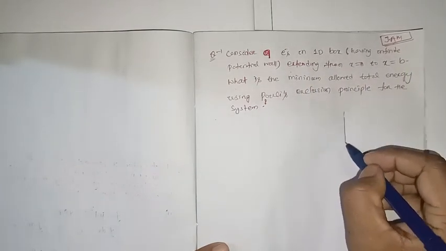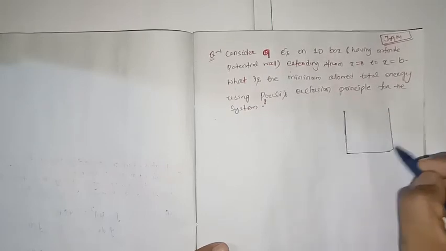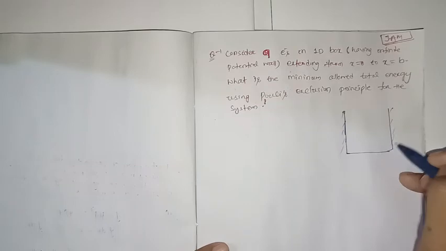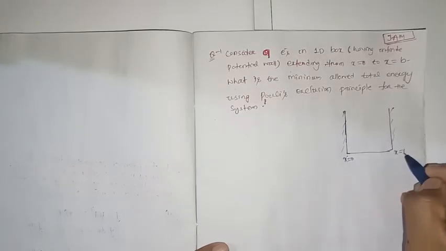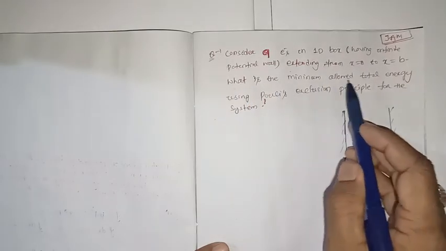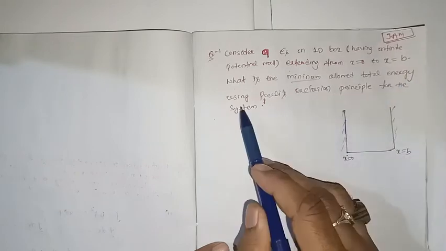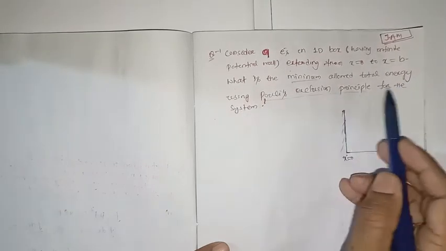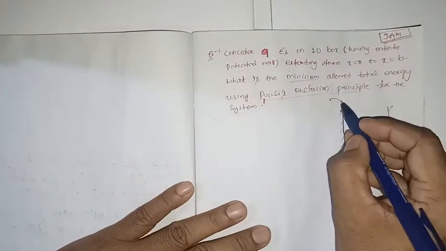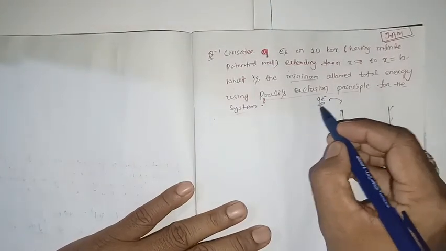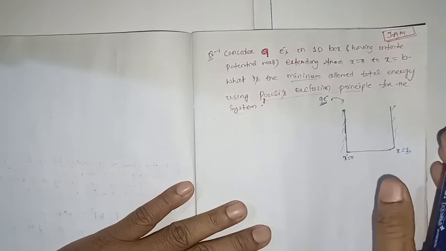First I have to draw the one dimensional infinite potential wall, so that we know it extends from x equal to 0 to x equal to b. What is the minimum allowed total energy, using the Pauli exclusion principle for the system? So here, if 9 electrons are there, then what will be the minimum energy of the system?